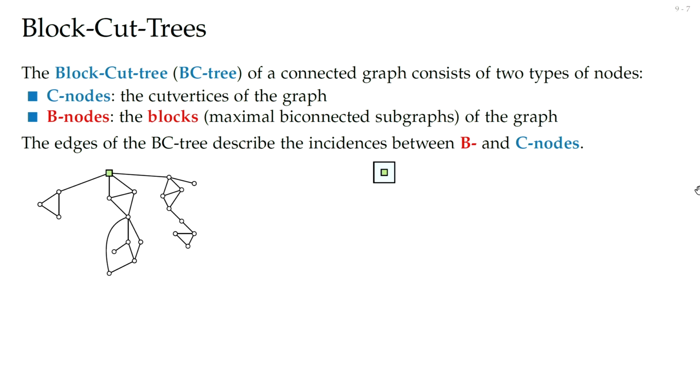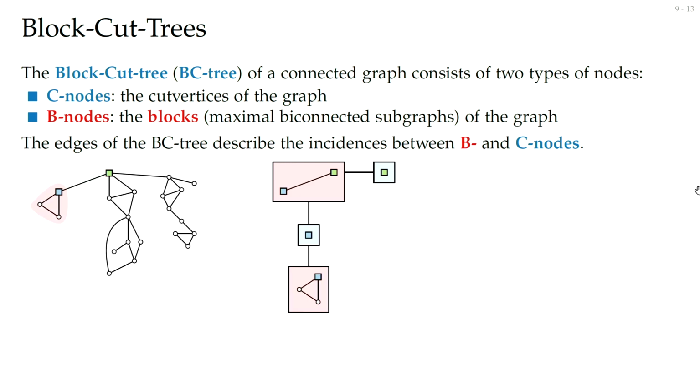Let's try to find another one. There's another one here. If you remove that, it gets disconnected. So we have another C node. And now that's where the cheating part comes. So there's an edge between them. So we want one block that consists exactly of this edge, and that's connected to the two C nodes that we have here. So this is our edge. There's another block that contains this cut vertex, which is this one here. So we make another B node for that and put it here.